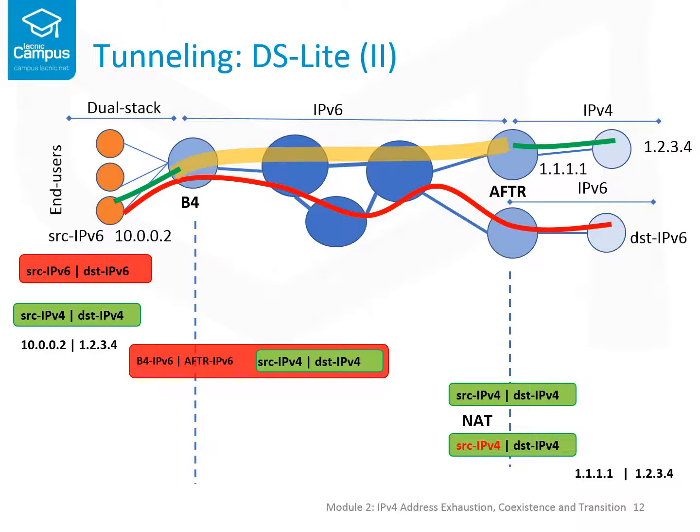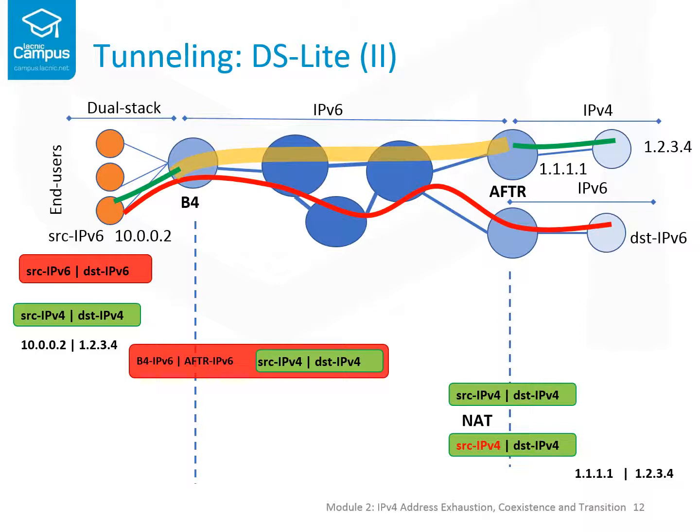Instead, IPv4 traffic will be sent to the CPE, or the B4 in this example, with 10.0.0.2 as its source address and a global internet address 1.2.3.4 as destination address, such that when it reaches the B4, it will be encapsulated in an IPv6 packet with the source address of the B4 IPv6 and the destination address of the AFTR IPv6. The packet will traverse the main network, which is IPv6 only.